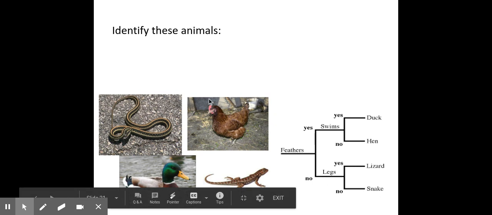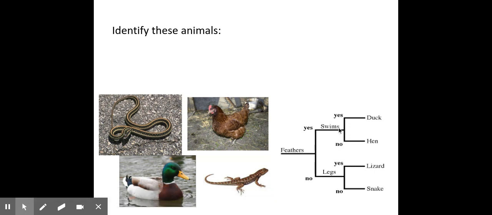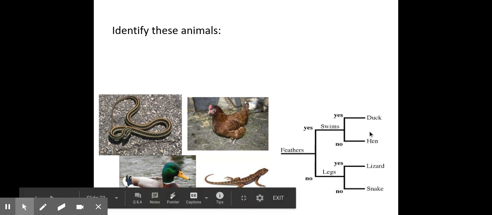Whereas if you looked at this guy right here in the top right, you could say, okay, does it have feathers? And looking at it, there's some feathers there. So it goes to this side and say, okay, well, does it swim? And nope, this guy doesn't swim. The other guy does, but this guy up here doesn't. And so you'd say, no, it doesn't swim, therefore it must be a hen.